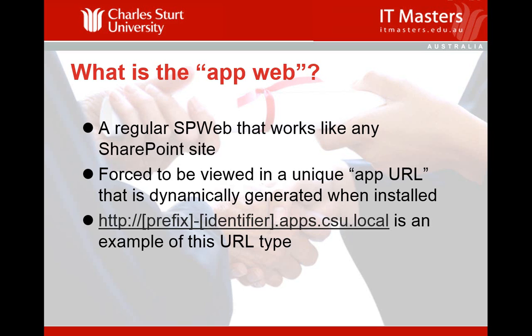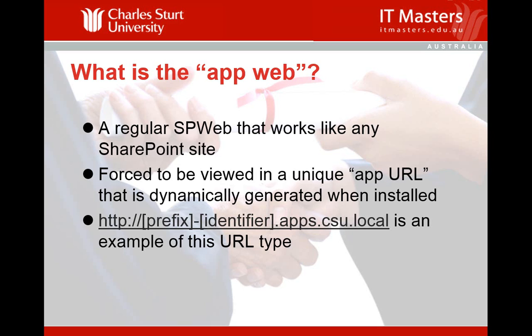Okay, so the app web. So we saw in that diagram on the previous slide that an app web is an option for any type of app and is mandatory as part of the SharePoint hosted one. Now, the best way to look at the app web, it's basically just a regular SP web that works like any other SharePoint subsite. So when we install an app, it can create a subsite, that SP web in the structure for us, that is tied specifically to our app. Now, the thing is that when you browse to this app, it gets forced to be viewed through what's called an app URL. And this dynamically gets generated when we install it.